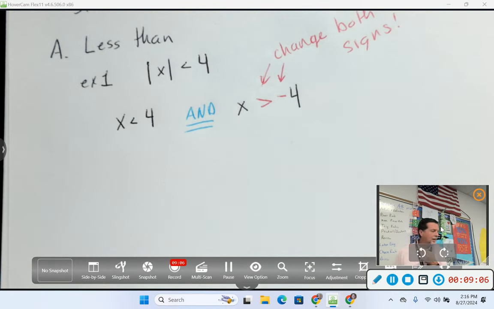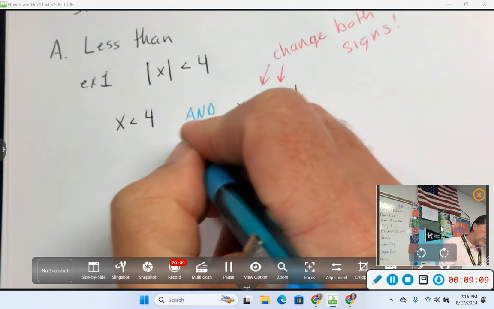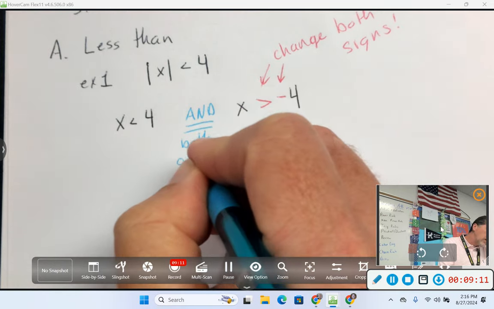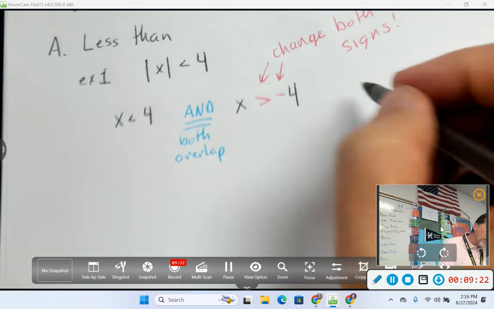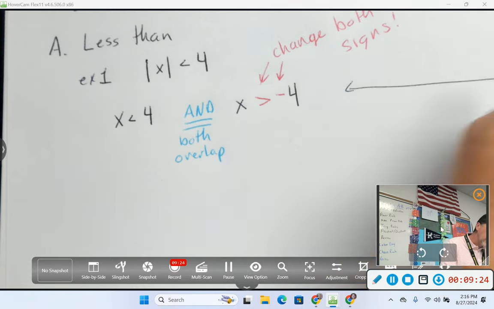We're going to put an "and" in there. That means we want both things to be true. We'll need the overlap if we think about graphing it. So less than is "and". They're already solved, so I can go straight to drawing a picture here.